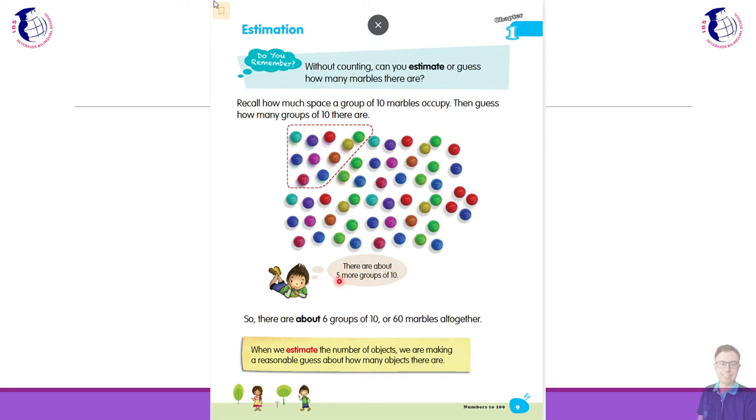So there are about 5 groups of 10. So that looks about right to me. But is it exact? So there are about 6 groups of 10 or 60 marbles altogether. When we estimate the number of objects, we are making a reasonable guess about how many objects there are. Remember, it's a guess, it's not exact. It's different from counting, not the same as counting.